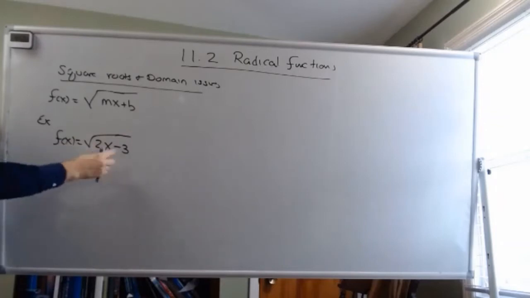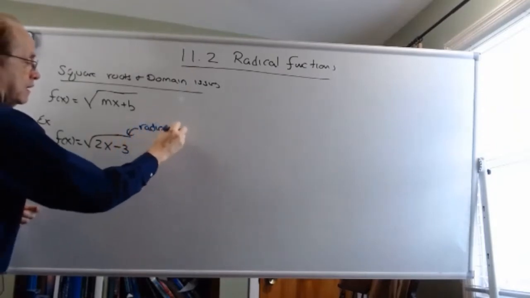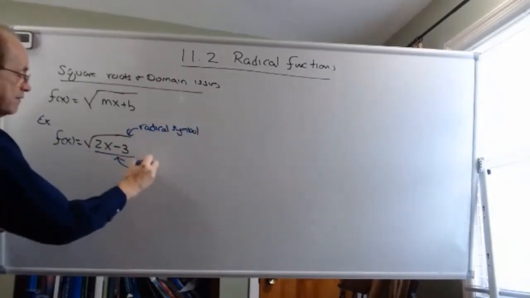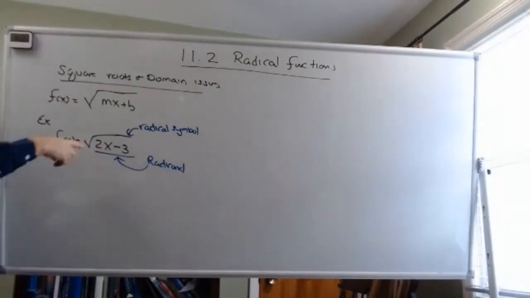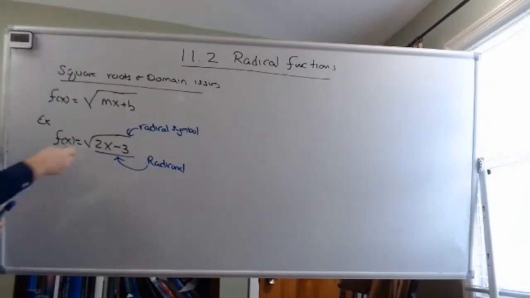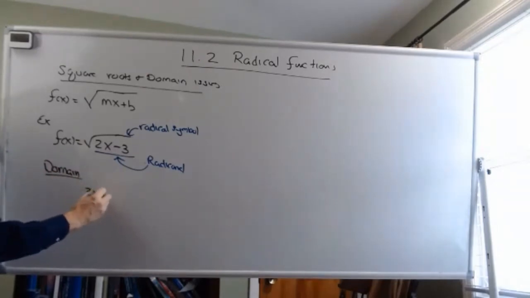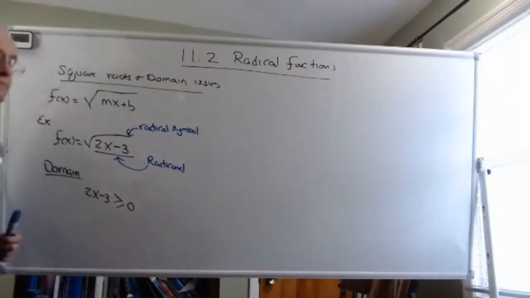I have to require that what's underneath the radical symbol, this over here is our radical symbol, what's underneath here is called the radicand. So I have to require that the radicand has to be greater than or equal to 0. So to find the domain, I have to solve this inequality. I'm going to look at 2x minus 3 has to be greater than or equal to 0.